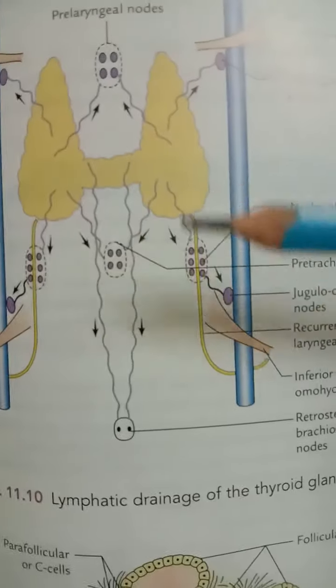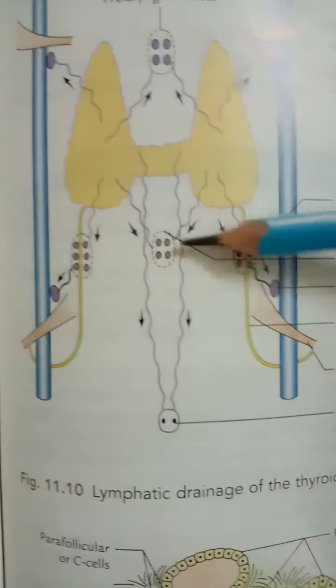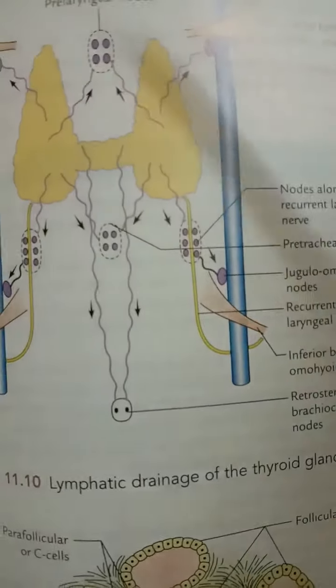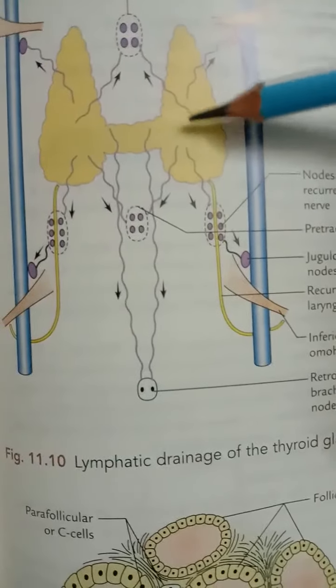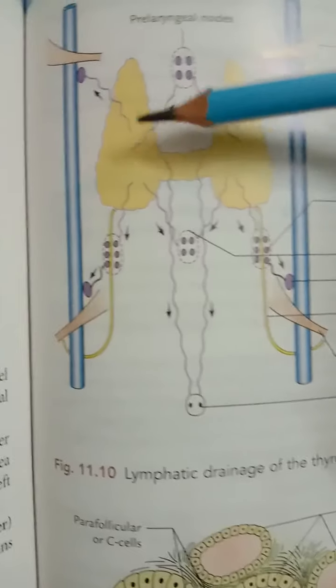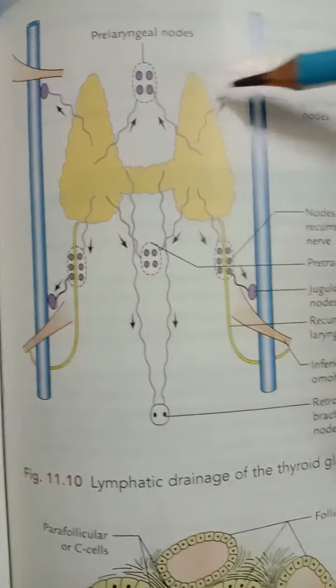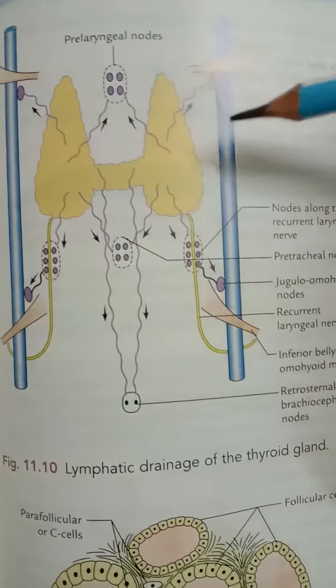Then the lymphatic drainage. Here you can see the lymphatic drainage of the thyroid gland. The lymph vessels draining from the thyroid gland are arranged into two groups. The upper group drains to the prelaryngeal and the upper deep cervical lymph nodes.